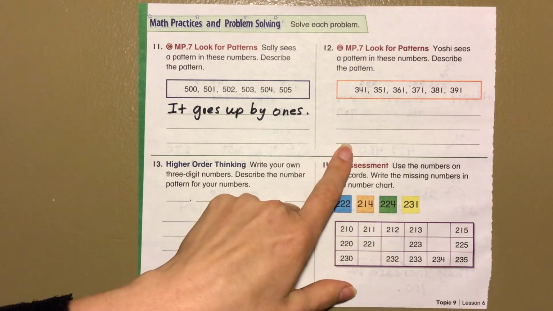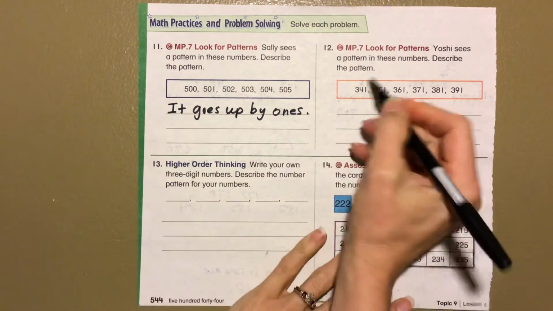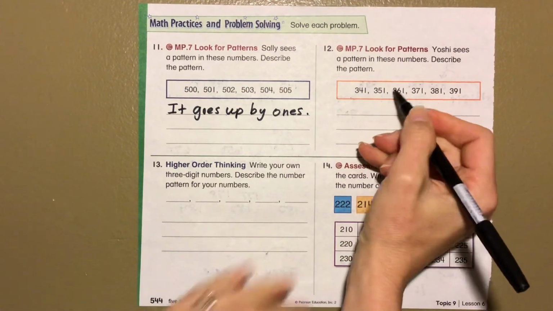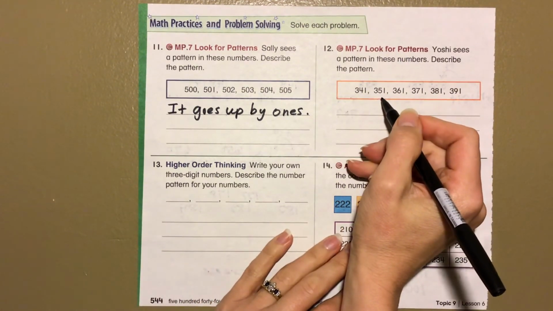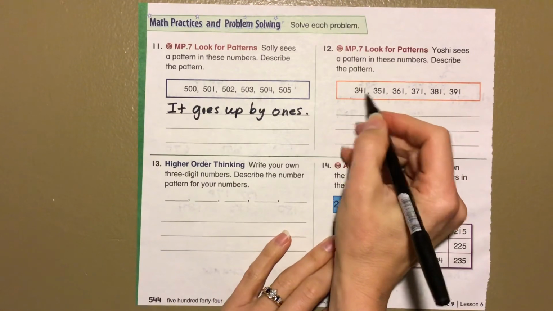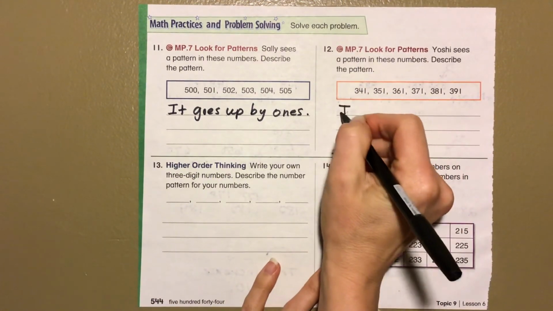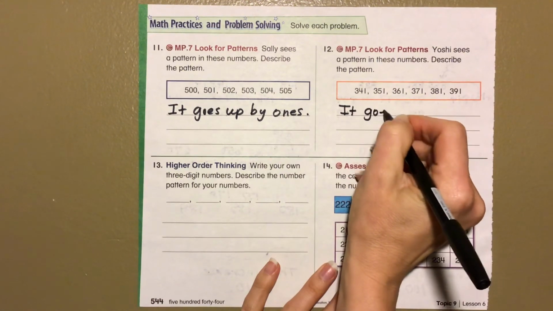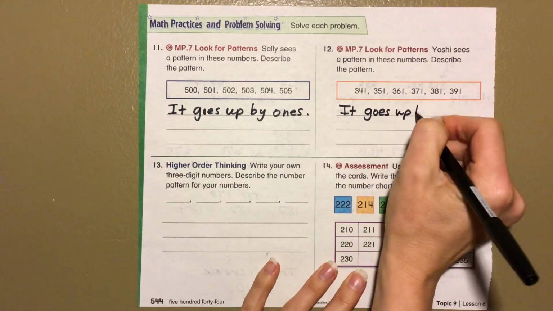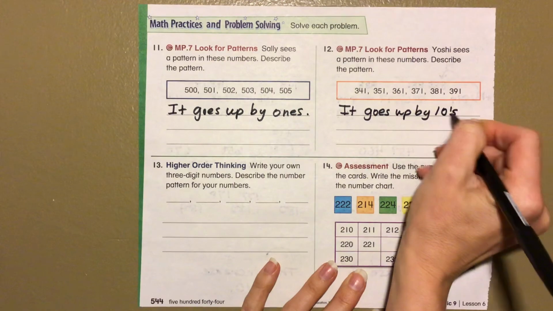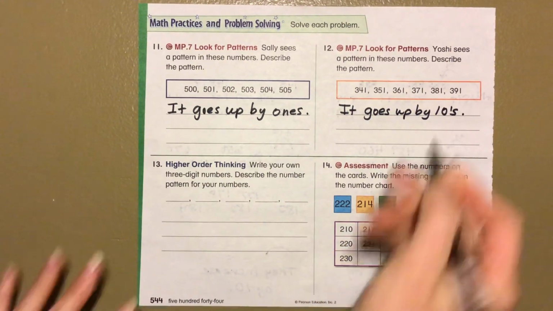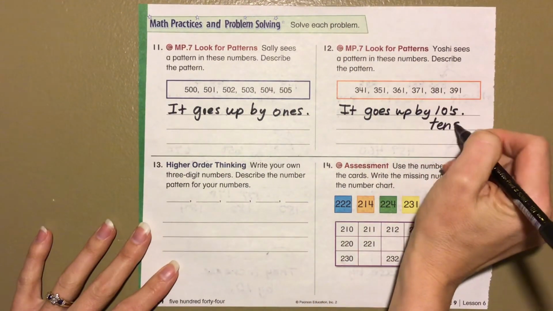All right, look at these patterns. Yoshi sees a pattern in these numbers. Describe that pattern. 341, 351. So it's not going up by ones, but it's also not going up by hundreds. What is it going up by? It's going up by tens, +10. It goes up by tens. Or you can write the word form like that.